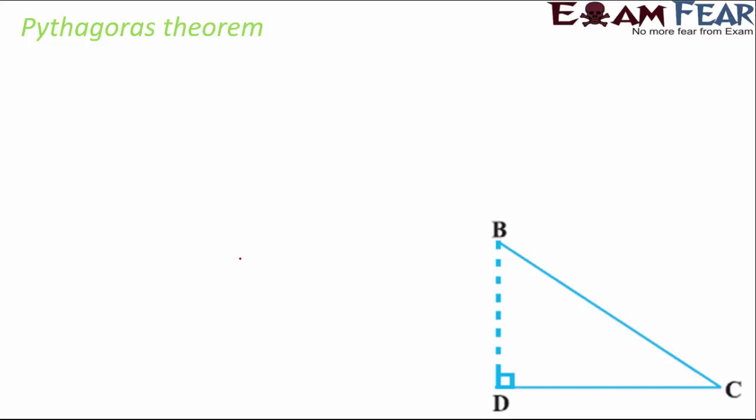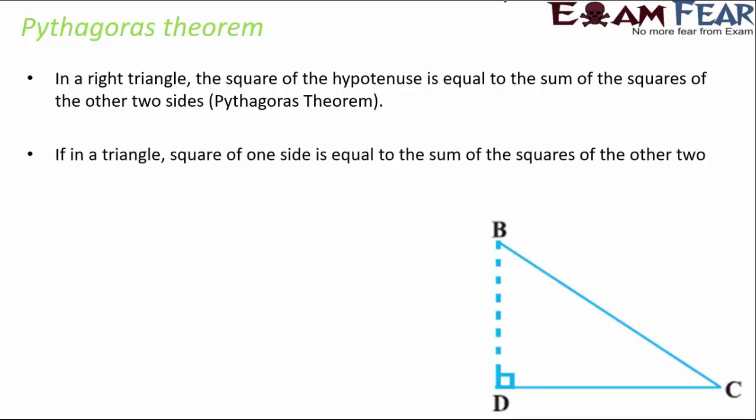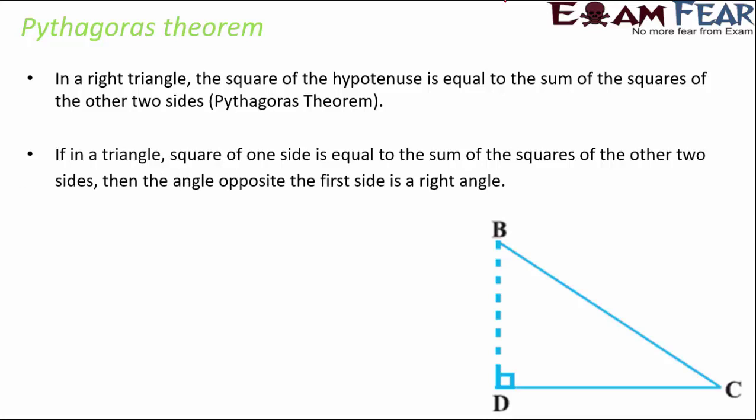Quickly look at Pythagoras theorem, which you have been studying since your junior classes. So let's look at this version. It says that the square of the hypotenuse is equal to the sum of the squares of the other two sides, and that's Pythagoras theorem. Now, if in a triangle the square of one side is equal to the sum of the squares of the other two sides, then the angle opposite to the first side is a right angle.